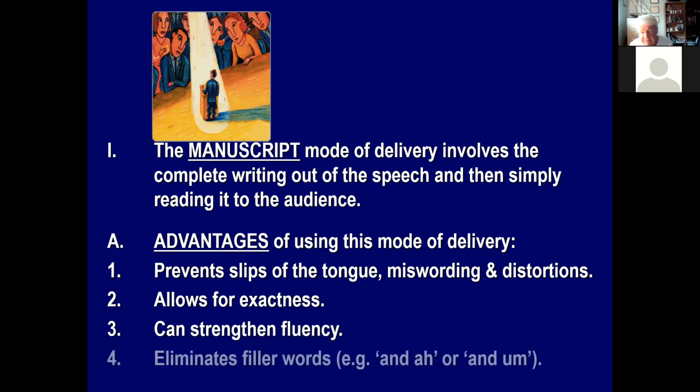It can eliminate the filler words. There are often filler words that we use. And in your speech, if you're reading the words, you're not going to say, oh, I need to sound more natural, I'll throw a couple of ums in there. You don't do that. It helps to eliminate filler words. It allows you to say specifically what you prepared to say, and now you're simply going to say them. So it's very, very powerful.